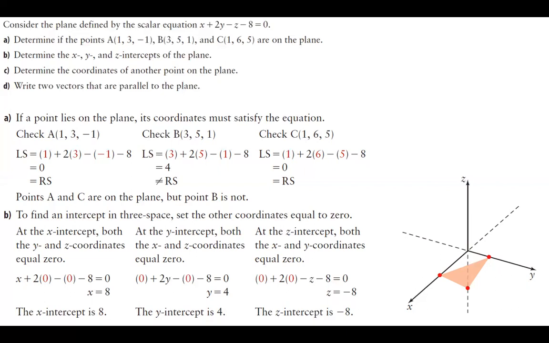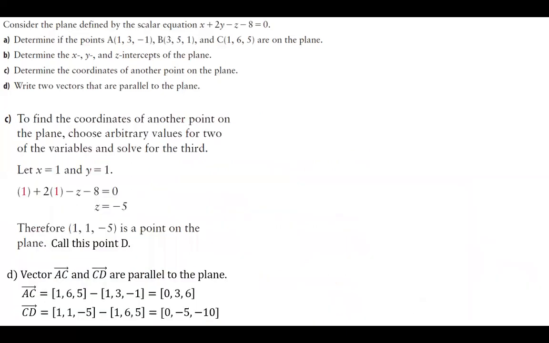So rigorously speaking, x, y, and z intercepts are points. So a more appropriate way to write them is (8, 0, 0), (0, 4, 0), and (0, 0, -8), right? Okay, then let's consider question C.